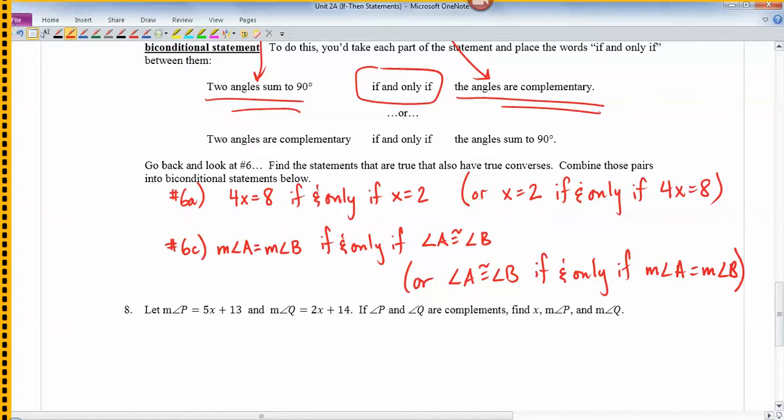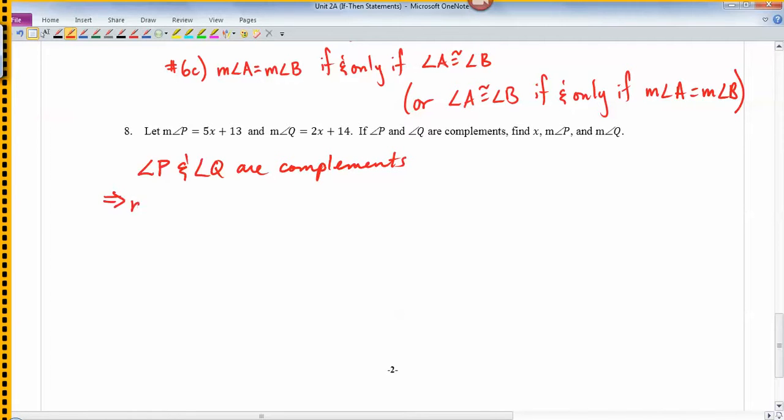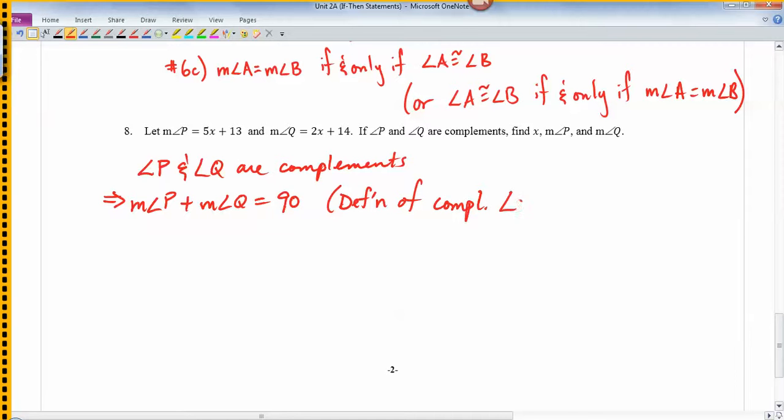Okay, so the last question is just kind of one of those solve for x type questions. P and Q are complements. Find x, measurement of P, and measurement of Q. So I'm going to just write here, P and Q are complements. That really means then if I add up P and Q's measures, I should get 90 degrees, right? Because that's what complementary angles are. I'm going to write this here because this will lead into our next lesson. This is called the definition of complementary angles. If you know that they're complementary, they better add up to 90.